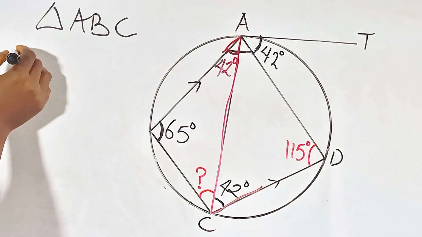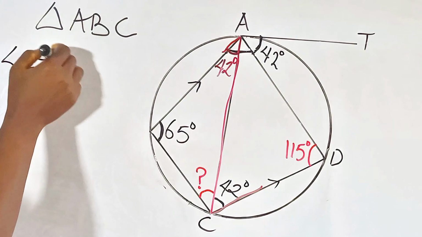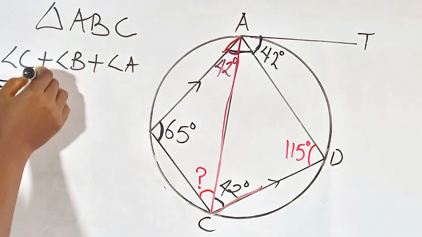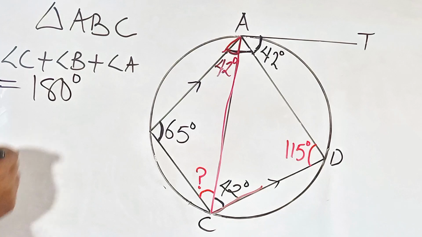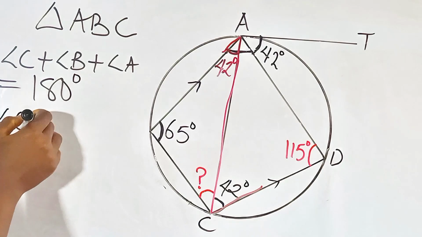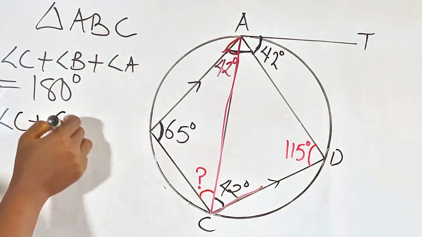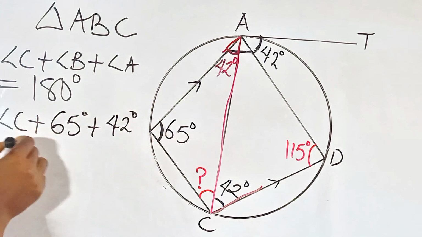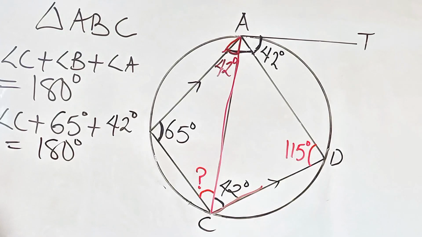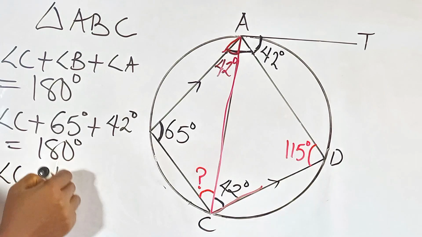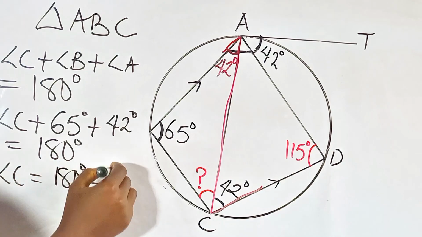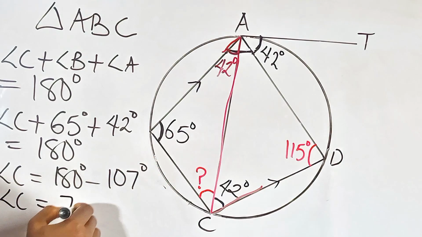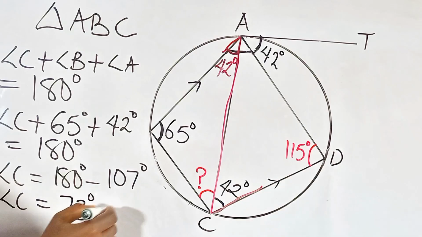So therefore, we have angle C plus angle B plus angle A equal to 180 degrees. Angle C is the unknown angle plus angle B, which is 65 degrees, plus angle A, which is 42 degrees, equals 180 degrees. Angle C therefore is equal to 180 degrees minus 107 degrees. Angle C is equal to 73 degrees. And there you have it.